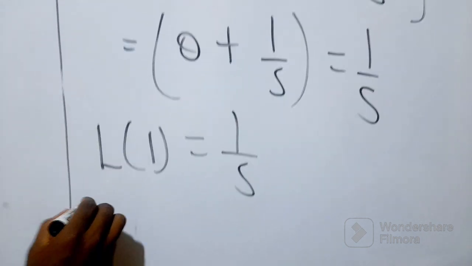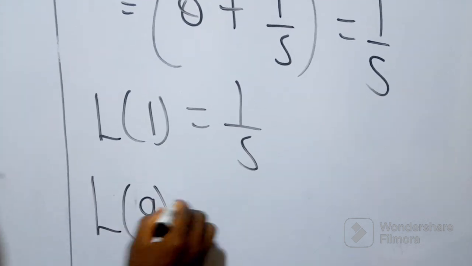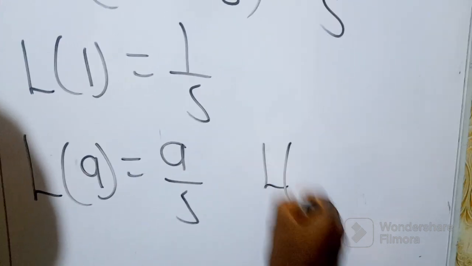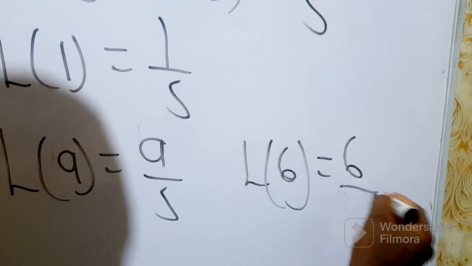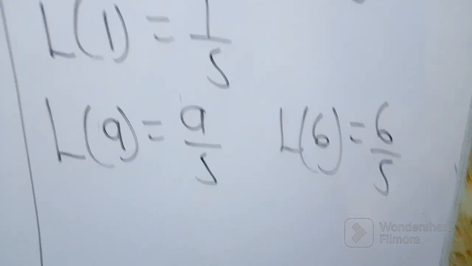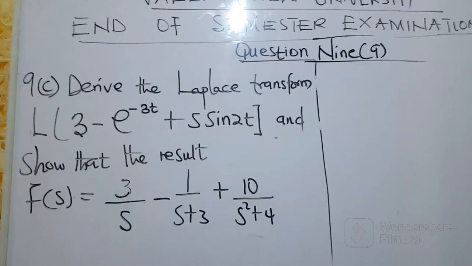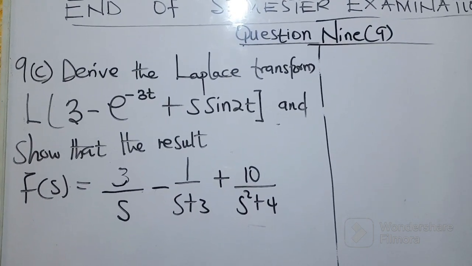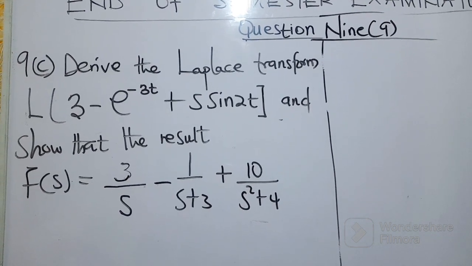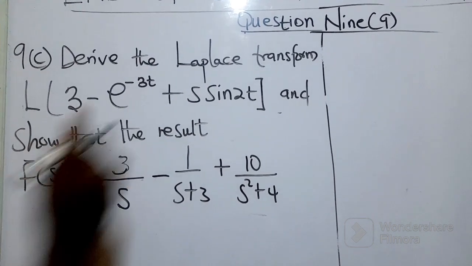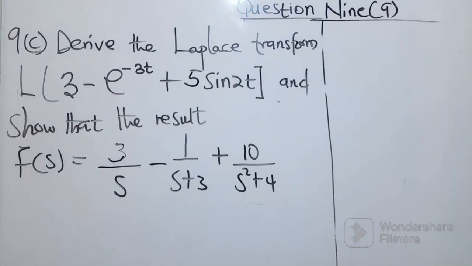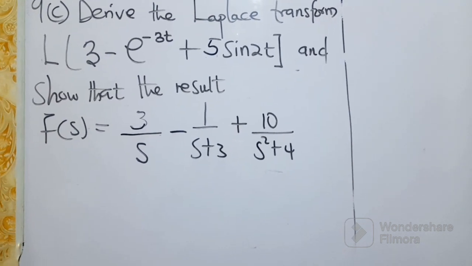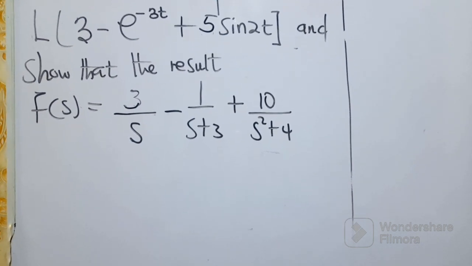So it's very true. The Laplace of any constant a is equal to the constant over s. So you can say the Laplace of 6 is equal to 6 over s. I hope you get that. We'll go to the C aspect of question 9. The C aspect says we should derive the Laplace transform of 3 minus e exponent negative 3t plus 5 sine 2t, and show that the result is 3 over s minus 1 over s plus 3 plus 10 over s squared plus 4.